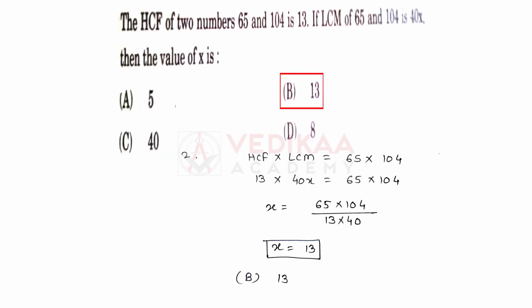So the correct option is C, a minus b. Next, question number 2. HCF was given, LCM was given as 40x, and two numbers were given. It is required to find the value of x. We know that HCF into LCM is equal to the product of the two numbers. Just substitute the values and you can easily calculate x, which comes out to be 13. So the correct option is B, 13.